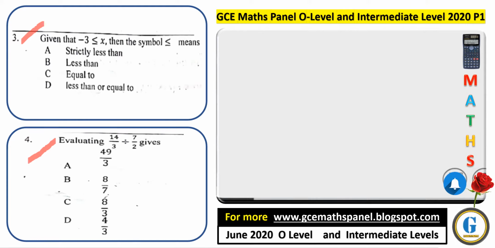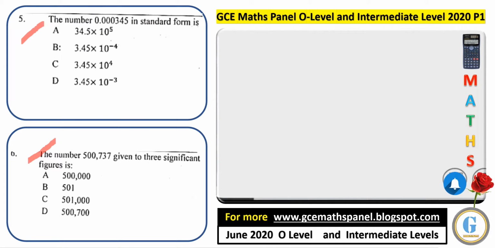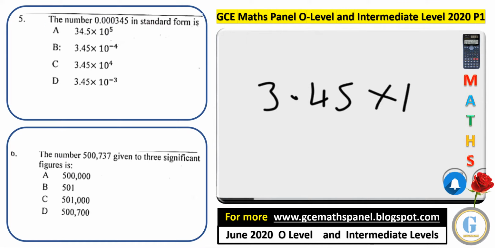So question 5 now. Given that number which is shown, to write this number in standard form, you have 3.45. You move the decimal point to the right, 1, 2, 3, 4, 4 times. So times 10 to the power minus 4, since you are moving it to the right. So the key to this question is B.